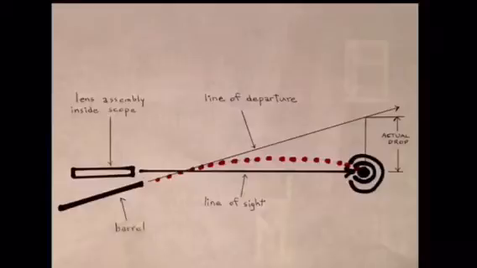And you can see on the right side of the diagram, below the line of departure, I have labeled the actual drop of the bullet from the line of departure to the target. That is the drop caused by the force of gravity. Remember, if we release something, it drops. The force of gravity pulls it down. So the bullet has been pulled down by the force of gravity from the line of departure to the target.